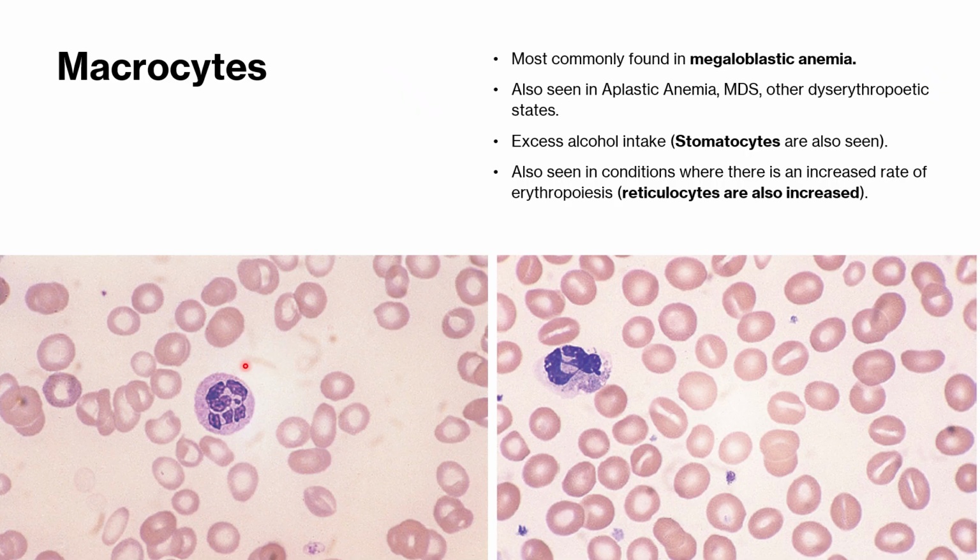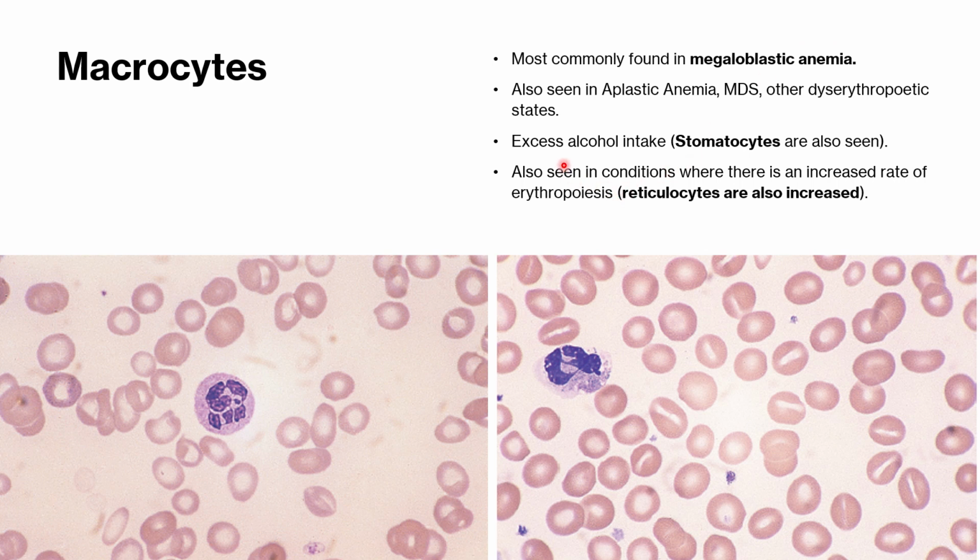So in this slide, we can appreciate the macrocytes. So this is a macrocyte and this is a normal RBC. See, there is a variation in the size. This is much larger than this, and so is this cell. So you can compare the size. The size of these RBCs is more than the normal. It's commonly seen in megaloblastic anemia. It is also seen in aplastic anemia, MDS, and other dyserythropoietic states. But megaloblastic anemia is the more common cause.